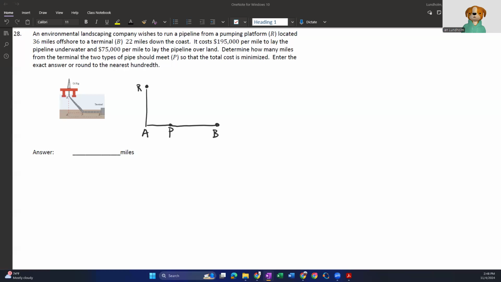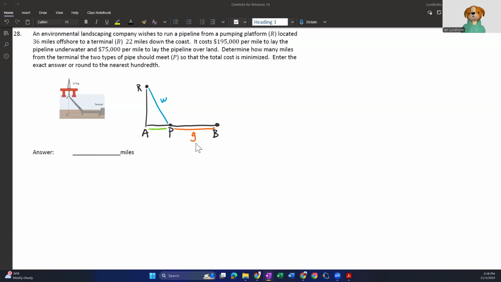The idea is from the terminal to P is where we're going to go underground. So maybe I'd call this distance G. Over here from the oil rig to the point P, that's where we're going to go over water. And that point P is slidable. We'll be able to move that towards A or towards B.